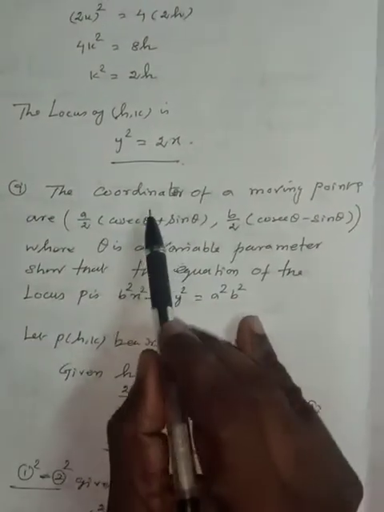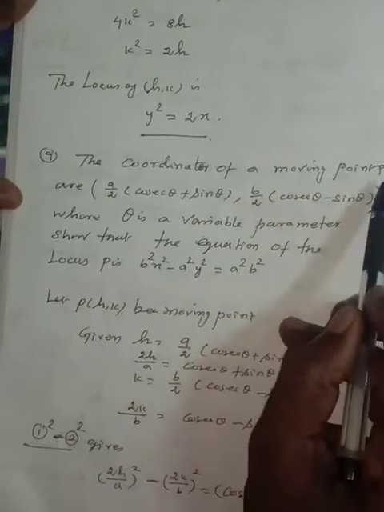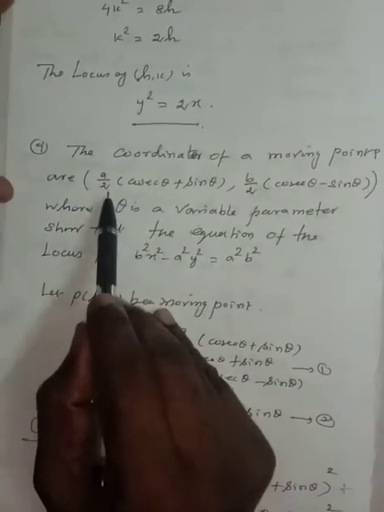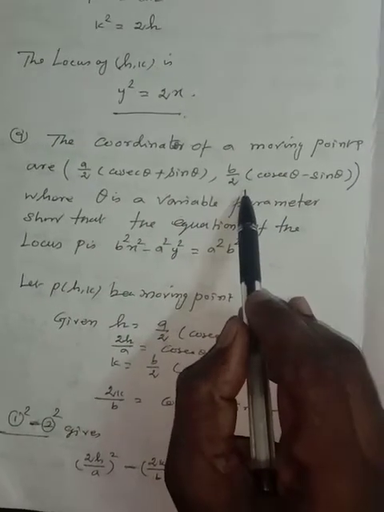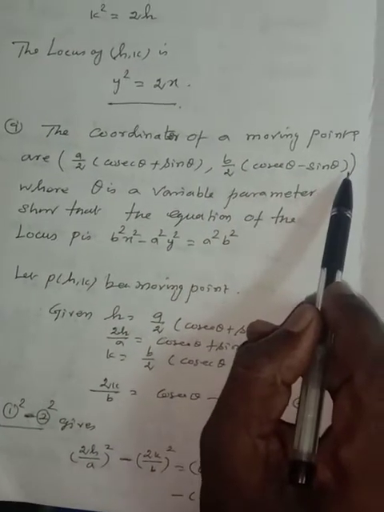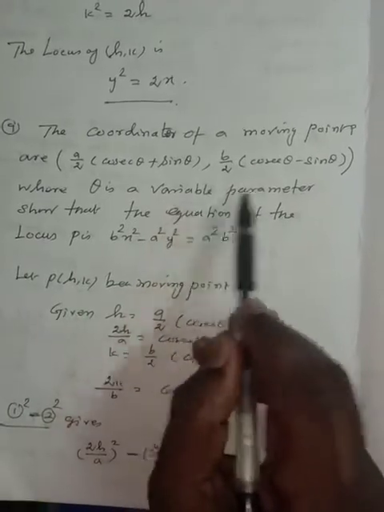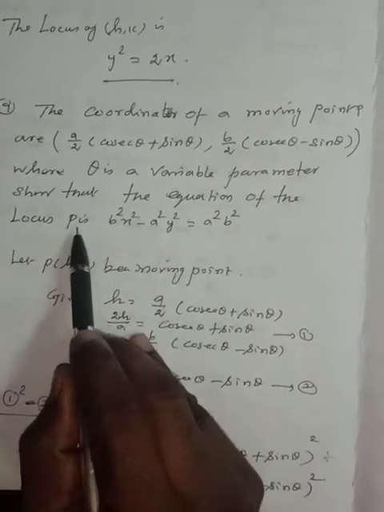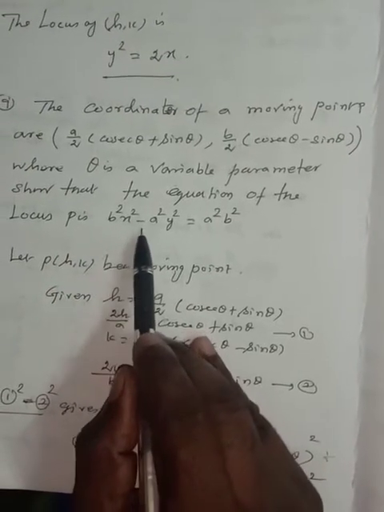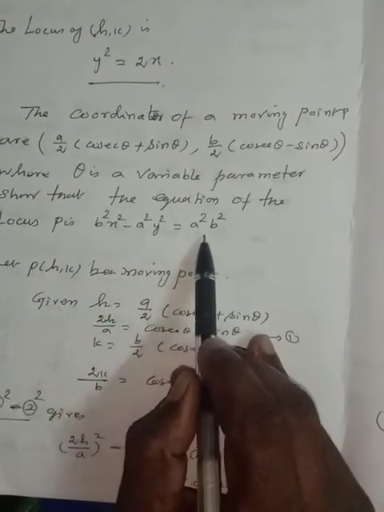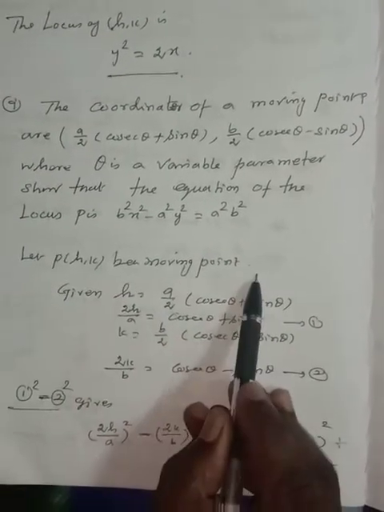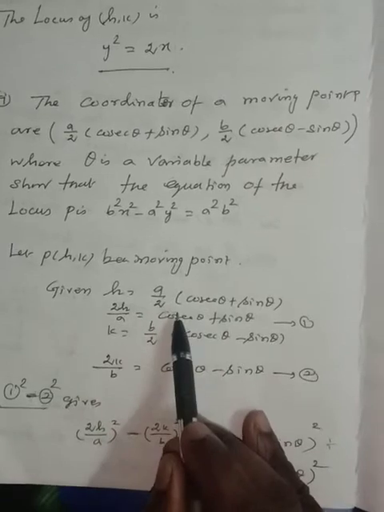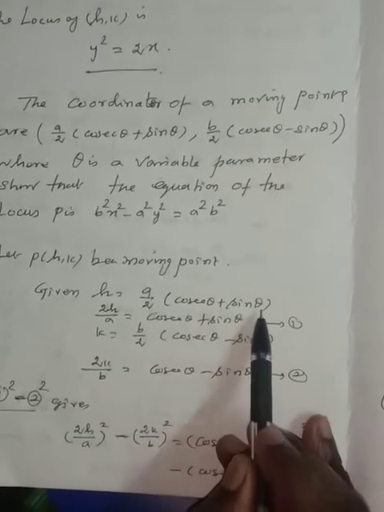Question number 9. The coordinates of the moving point P are (a by 2 of cosecant theta plus sin theta, b by 2 of cosecant theta minus sin theta), where theta is a variable parameter, so that the equation of the locus of the point P is b square x square minus a square y square is equal to a square b square. Let P of (h, k) be a moving point, given h is equal to a by 2 of cosecant theta plus sin theta.